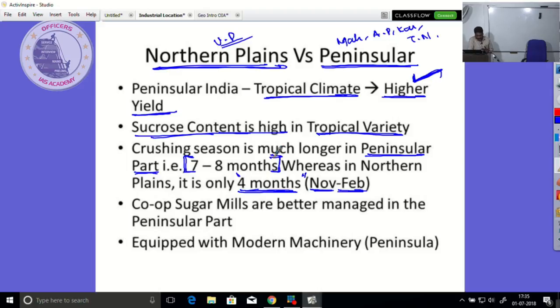And apart from other factors, when I talk about the cooperative organizations, the cooperative sugar mills in the south are managed better. And when you talk about the installation of modern machinery, the peninsular part being very near to the port and for other such reasons, installation of modern machinery also holds good in the peninsular part. So the sugarcane industries in the peninsular part of India are well equipped when compared with the industries in the northern plains, sir.